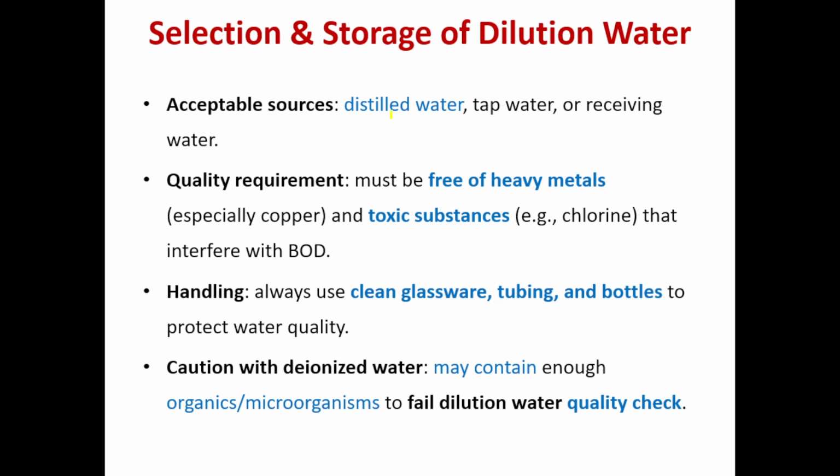Next is the selection and storage of dilution water. Dilution water is an important part of the BOD5 test. The acceptable sources for dilution water are distilled water, tap water or receiving water. What are the quality requirements for dilution water? It must be free from heavy metals, especially copper, and toxic substances like chlorine that interfere with BOD. Always use clean glassware, tubing and bottles to protect water quality.